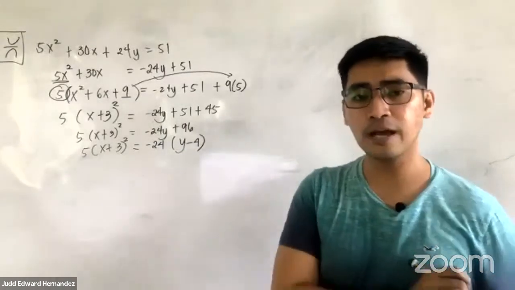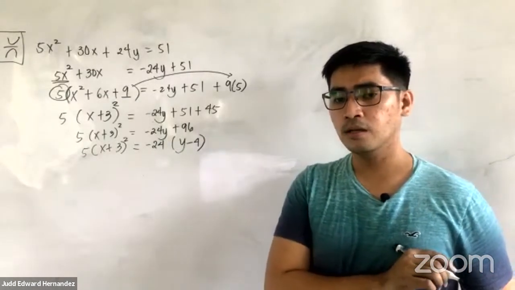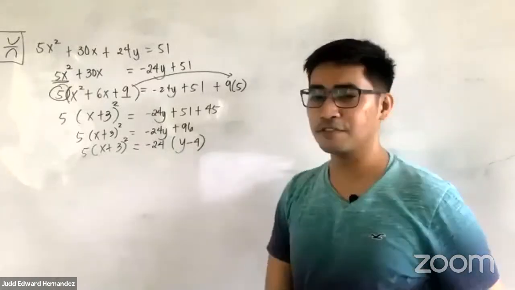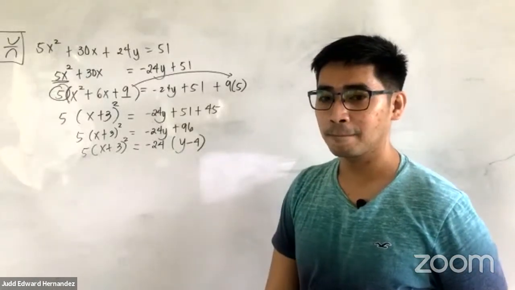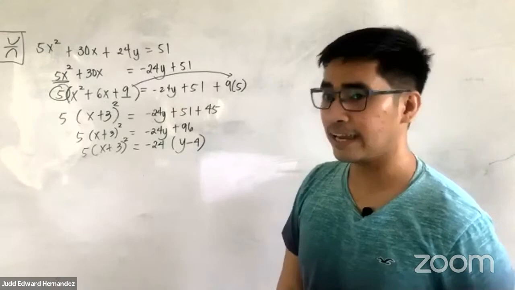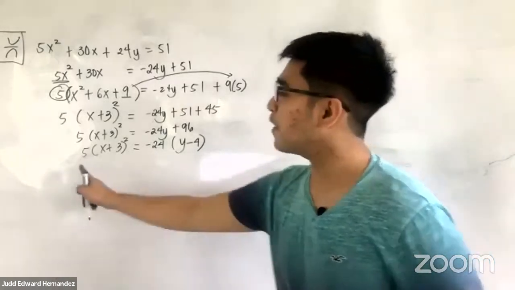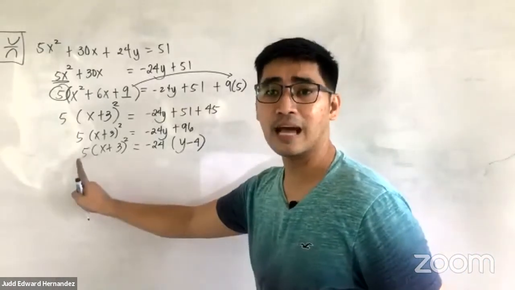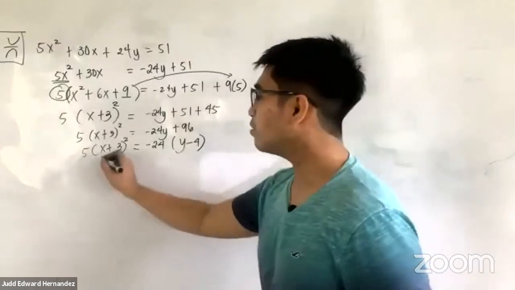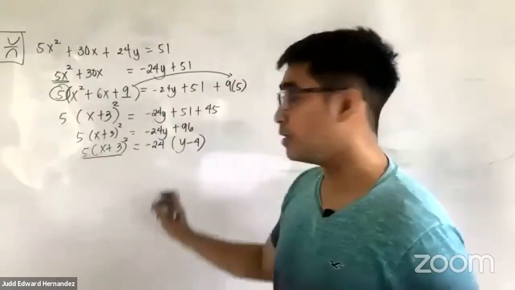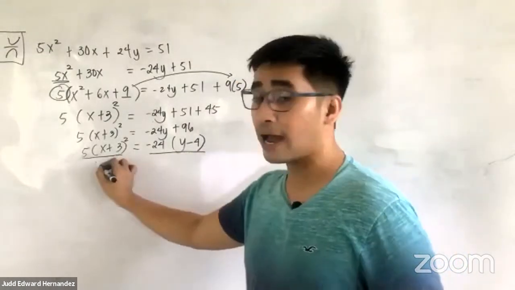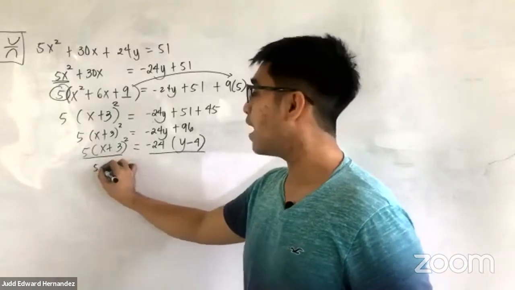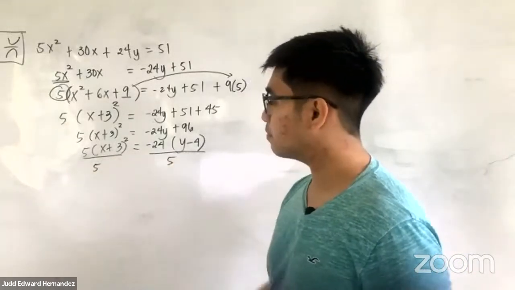Okay, I will ask you now. Is this now the standard equation of the parabola? Hindi pa po. No! Bakit? Kasi may kasama pang 5 na nandito. May kasama pa si squared. What do we do with 5? We need to divide both sides by 5. Divide both sides by 5.